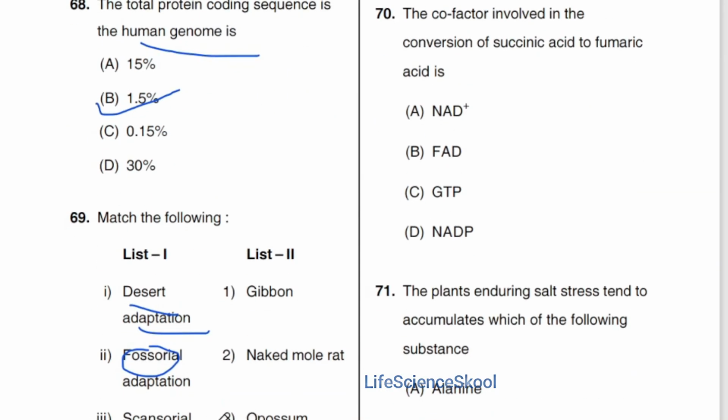And the next one, scansorial adaptation. What is this scansorial adaptation? Actually, the meaning of scansorial is capable of climbing.